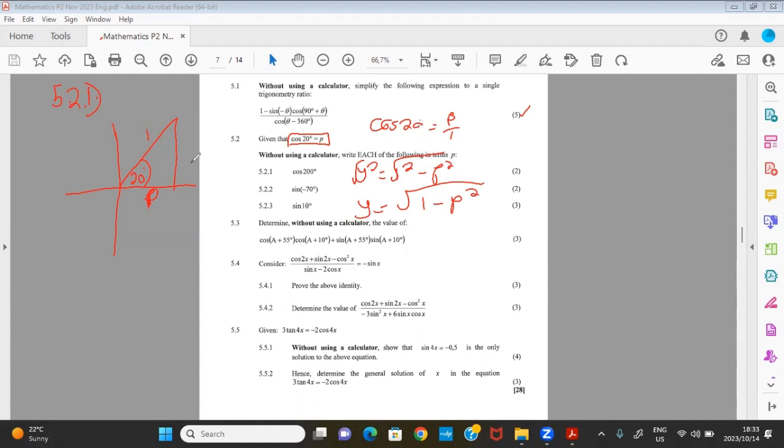My y is now just root of 1 minus P squared. So here's my root of 1 minus P squared. Now I have basically all of the sides in my triangle. Then I can basically answer everything without using a calculator. Now I can do that. So let's see.